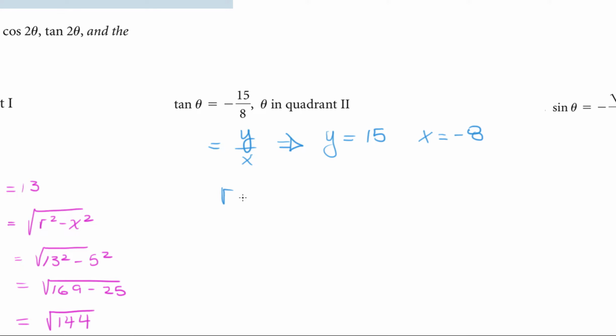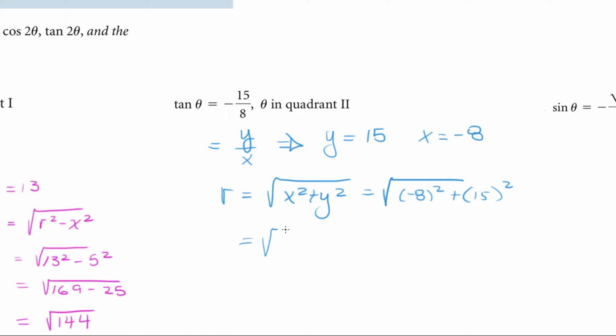Now we're missing r. So r is the square root of x squared plus y squared. So the square root, so negative 8 squared plus 15 squared. Negative 8 squared is 64. 15 squared is 225. Plus 64. 289.